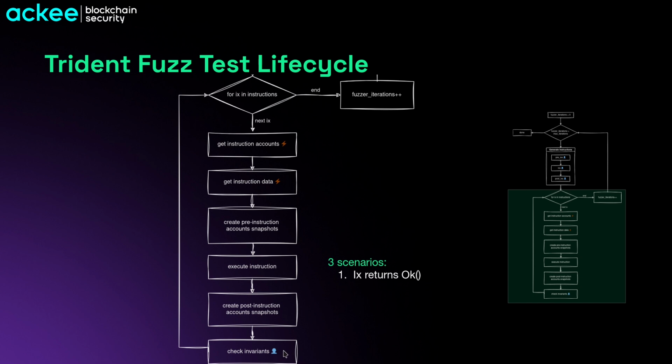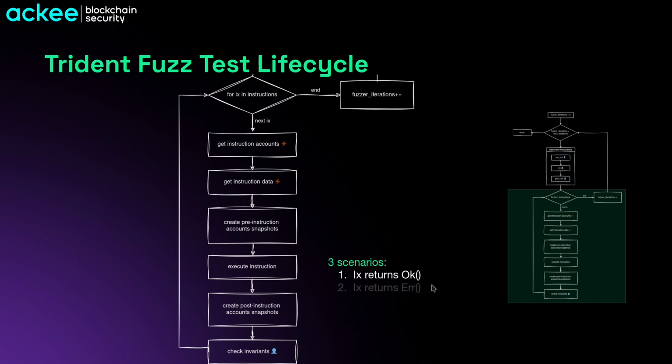In that case, the fuzzer detects a crash, and if a crash is detected, then all the input data that were generated by the fuzzer are saved to a crash file that can be used later on to reproduce this crash and debug the problem. So this was the first scenario, where the instruction was executed correctly.